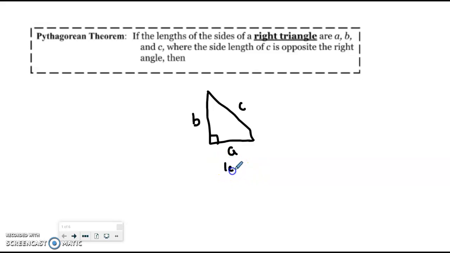I'm going to call them legs because that's what they are usually called in geometry. Two legs make a right triangle, and that opposite side will be considered to be the hypotenuse. We're going to become quite familiar with this, especially in the second half of the year.